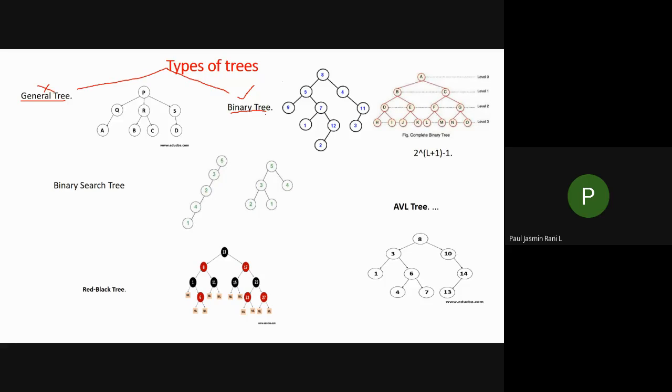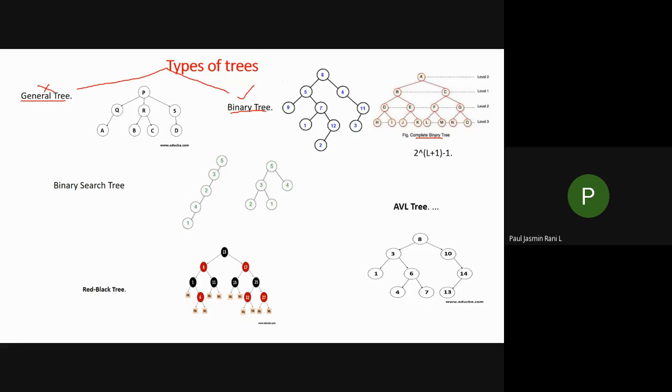Similarly, in a binary tree also you will have n types. One type is the complete binary tree. So this is a normal binary tree and this is a complete binary tree. A normal binary tree means each and every node can have one child or 2 children. That is, a particular node can have 0 branches, 1 branch, or 2 branches. That can be called a binary tree.